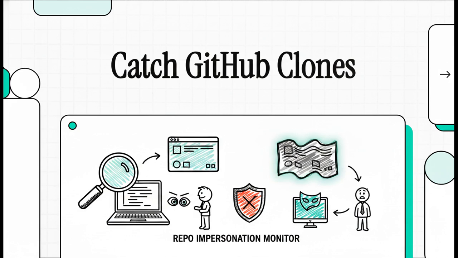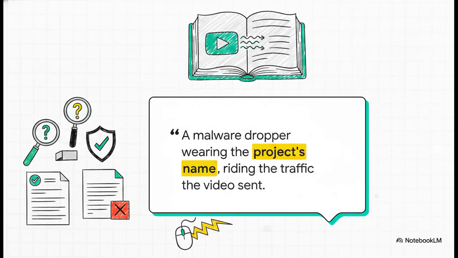Today, we are dissecting a fascinating digital forensics tool called the Repo Impersonation Monitor and the incredibly sneaky attack vector it was actually built to stop. The creator of this tool shared a highly relatable anecdote in their documentation that kind of kicks this whole thing off. So they were trying to install an open source tool they'd just seen featured in a video.